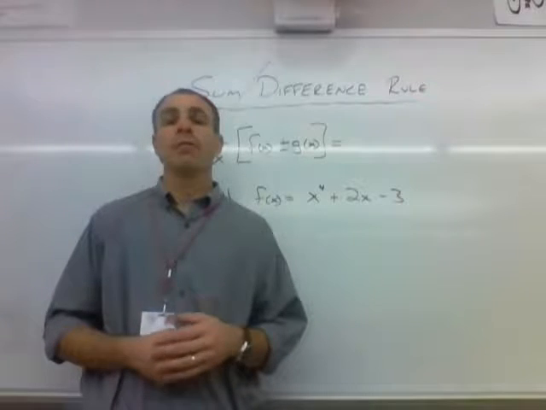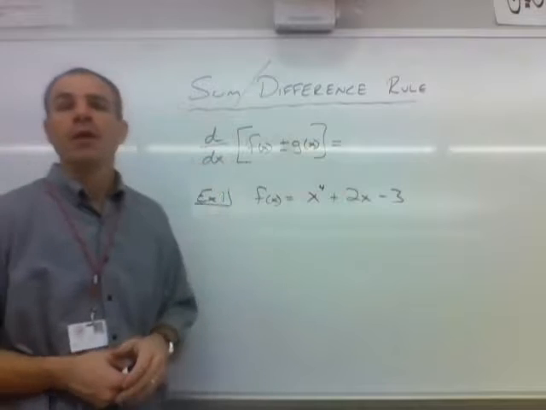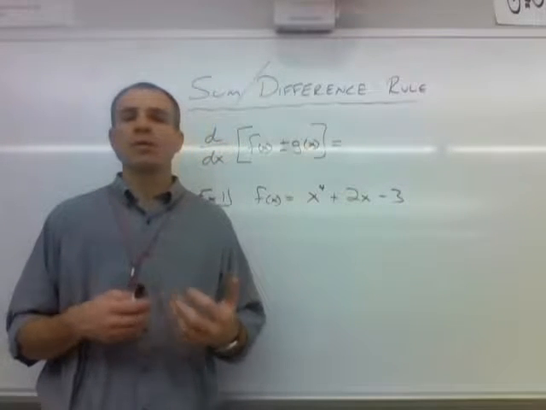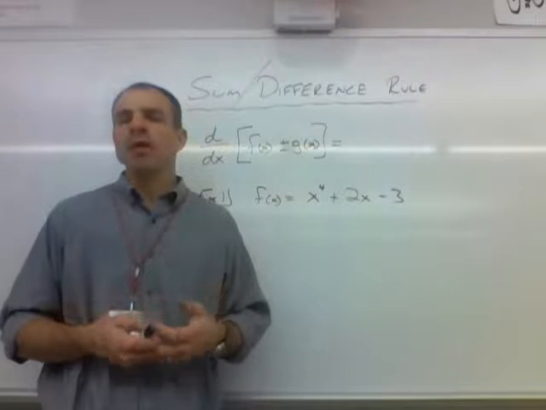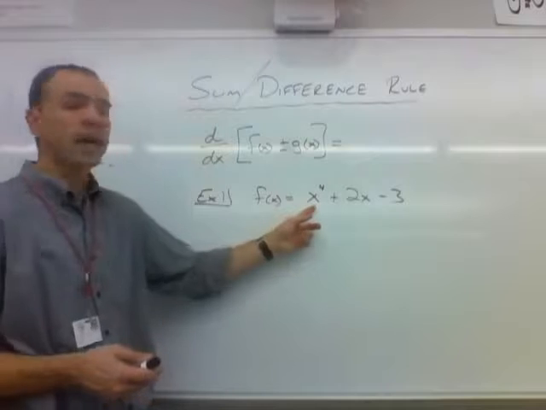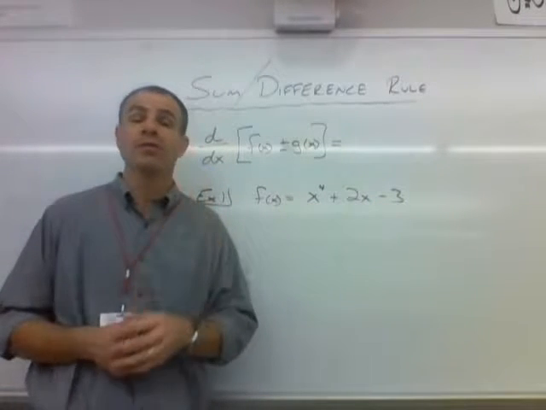The final of the four basic rules for differentiation is the sum difference rule. All the sum difference rule is asking us to look at is what should we do if we have some kind of term where we are adding and subtracting. So we have an expression like this one, x to the fourth plus 2x minus 3. So we've got three terms here in this polynomial.